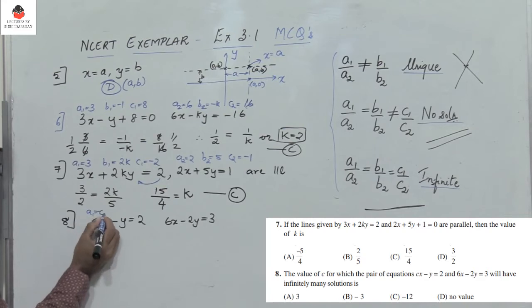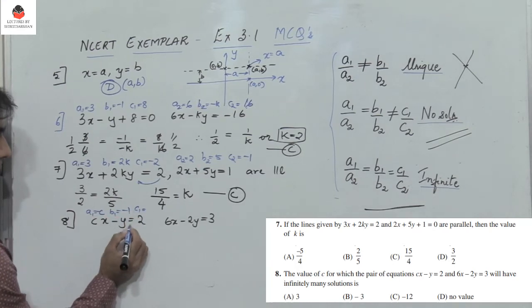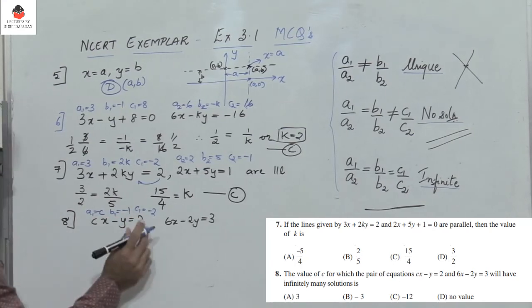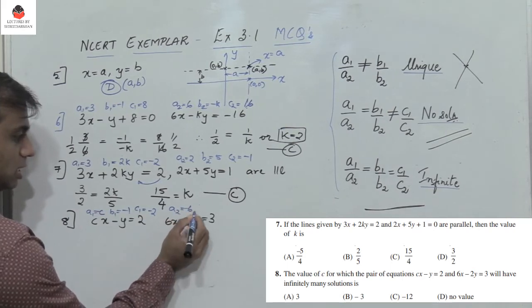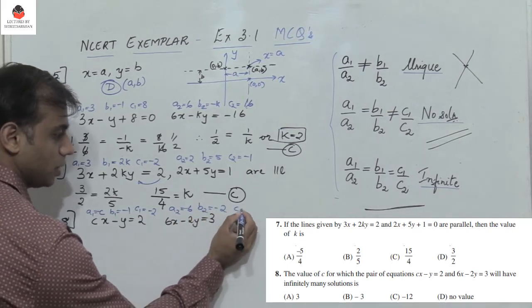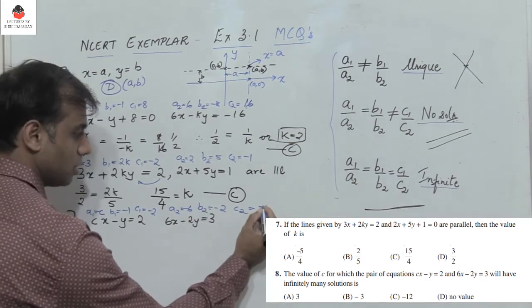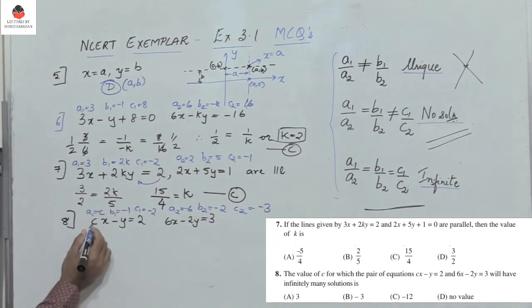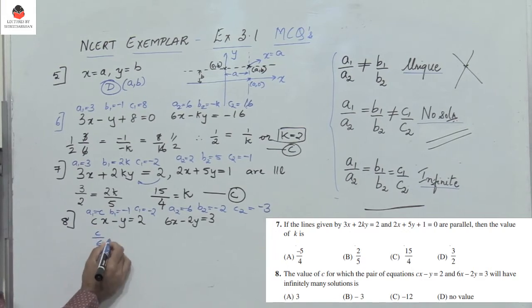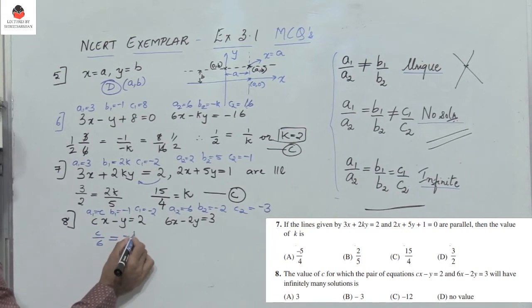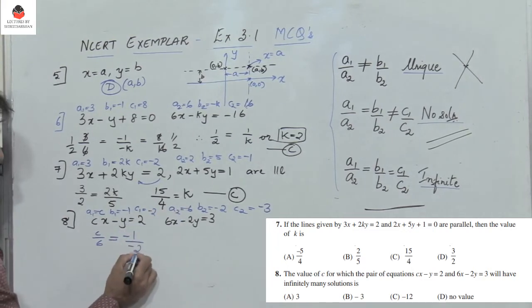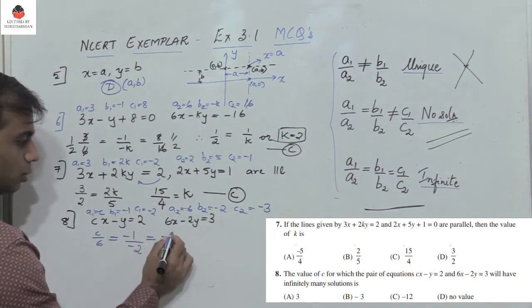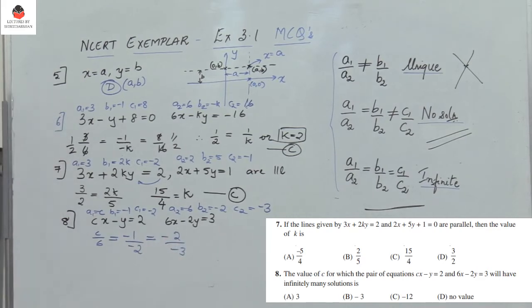So here a1 equals c, b1 equals minus 1, the coefficient of y, and c1 equals minus 2 because I have to take this to LHS. Similarly, a2 equals 6, b2 equals minus 2, c2 equals, bring 3 to the other side, it becomes minus 3. So a1 by a2, which is c by 6, must be equal to b1, which is minus 1, divided by b2, which is minus 2, must be equal to c1, which is minus 2 by minus 3. Alright, so therefore we realize that these ratios have to be equal.